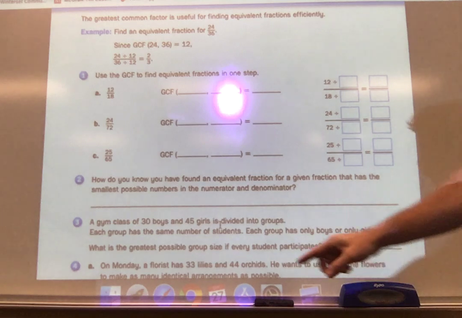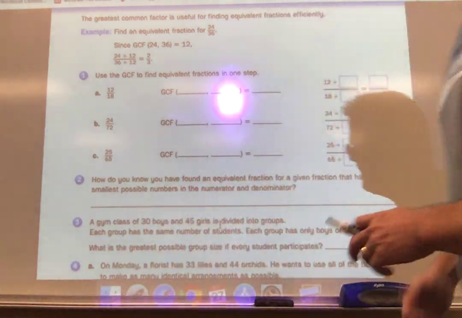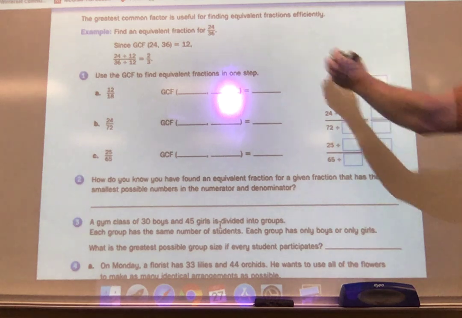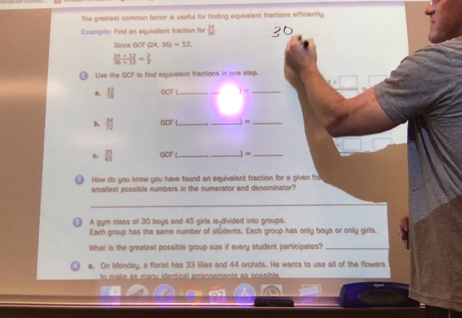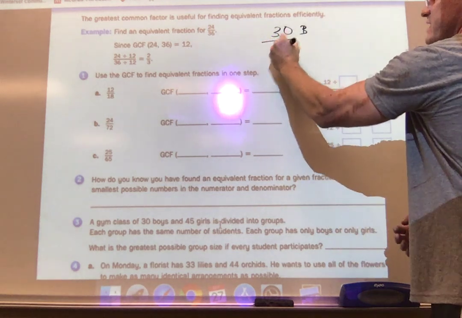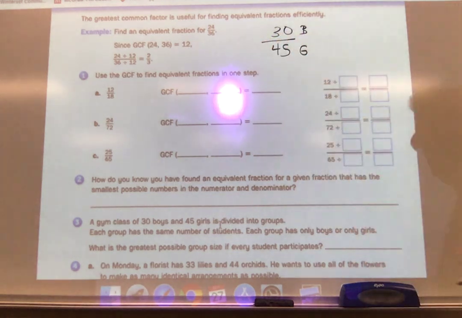So I want to look real quick at number 3 here as just one example. A gym class of 30 boys and 45 girls is divided into groups. Each group has the same number of students, and each group only has boys or only girls. So I want to know the greatest possible group size if every student participates. The greatest possible group size. So I'm going to show some work up in here. I've got 30 boys, and we can kind of write this like a fraction if you like to. And we have 45 girls. And our job is to find the greatest group size possible.